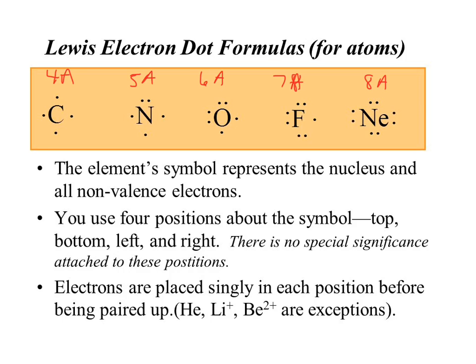I have an explanation of what your textbook does a little differently than how I learned it. I think your textbook calls these Lewis structures, and I call these Lewis dot formulas. I reserve the word Lewis structures for something that has more than one atom, so I'll show you that later. The symbol represents the center of the atom, the nucleus, and also the non-valence electrons.